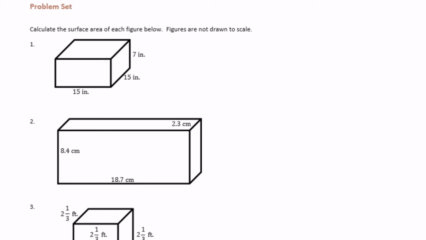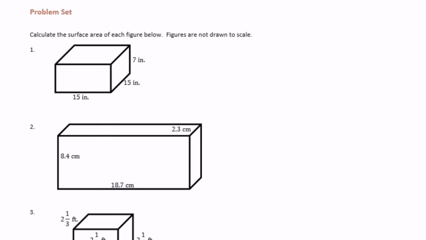All right, so I'm going to start by writing out the formula that we practiced in the classwork. So we're going to do two groups of the length times the width. So that would be the base, and the top here, so the two bases, plus two groups of the front face and the back face, length times height, plus two groups of the sides. So these side pieces, two groups of those, which is width times height.